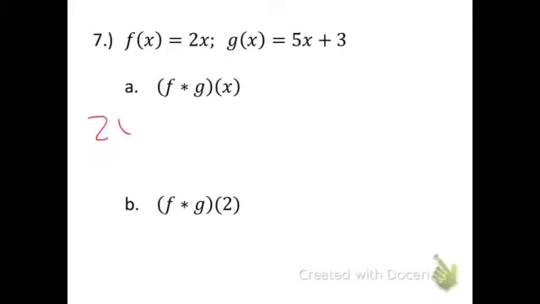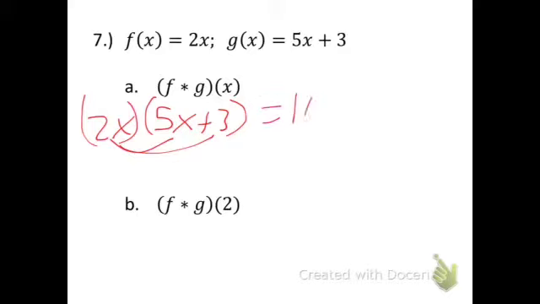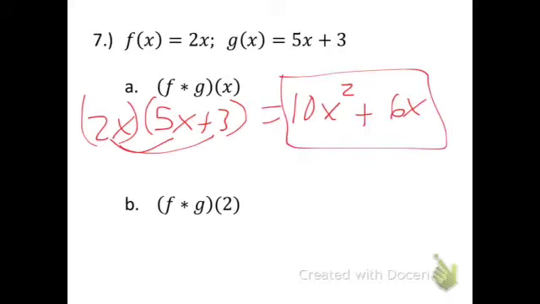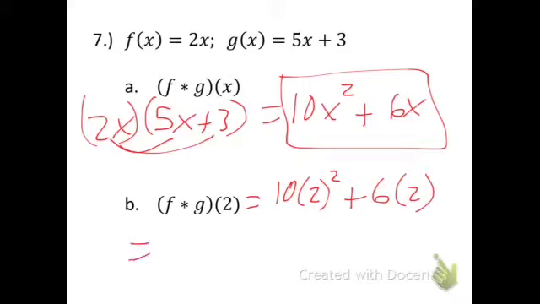You gotta do 2x times g of x, which is 5x plus 3. Distribute your 2x through to get 10x squared plus 6x. So that's the answer for that one. Take 2, plug it into both of those to get what this is evaluated at 2. You get 10 times 2 squared plus 6 times 2. 2 squared is 4. 10 times 4 is 40. And then 6 times 2 is 12. Add those together, you're looking at 52.